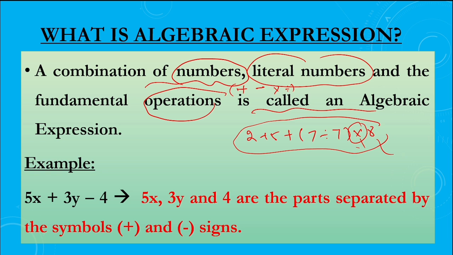Okay, example: 5x plus 3y minus 4. So 5x is one term; 5x, 3y and 4 are parts separated by the symbols plus and minus. So this is an example of an algebraic expression. Here the numbers are 5, 3 and 4, the operations are minus and plus, and the variables or literal numbers are x and y. This is called an algebraic expression.